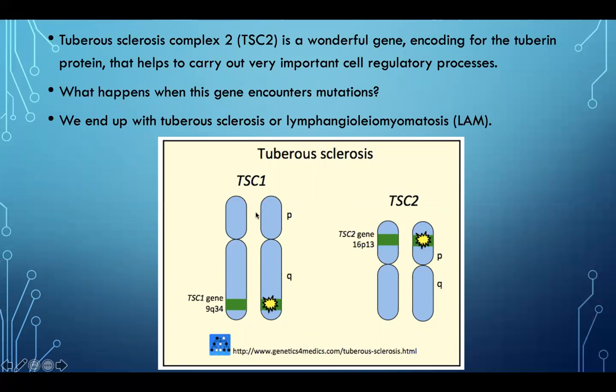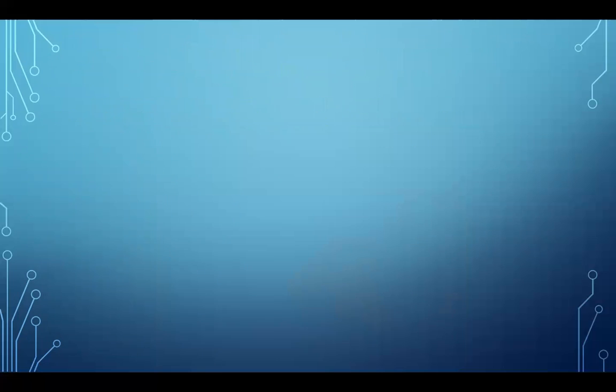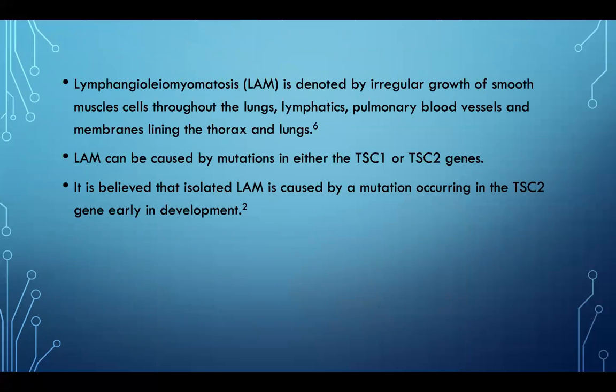Here we can see the TSC1 and the TSC2 gene in regards to tuberous sclerosis. LAM can be caused by mutations in either TSC1 or TSC2 genes. People with LAM can experience a range of adverse effects, such as coughing, wheezing, chest pain, shortness of breath, and even lung collapse. LAM can occur either independently or can coincide with tuberous sclerosis complex.